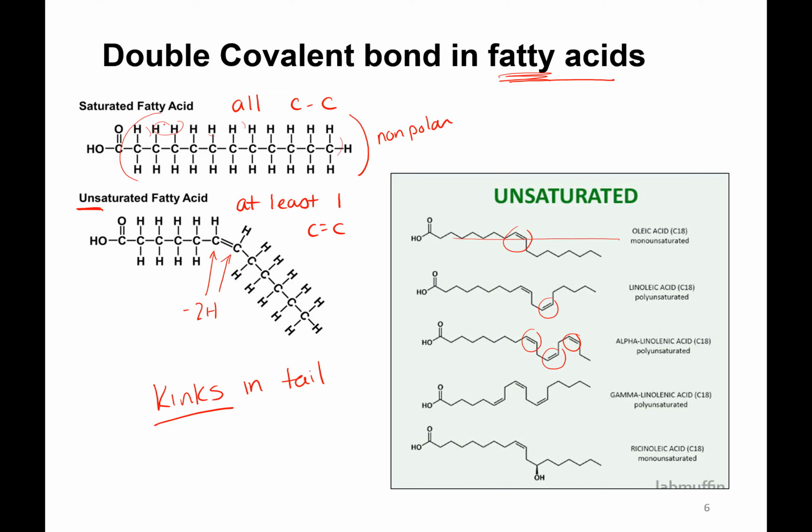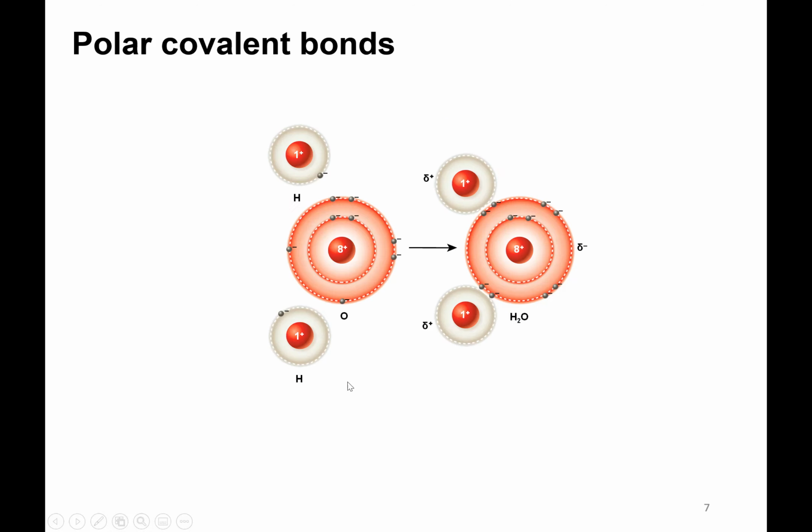So this is called a fatty acid tail. These are due to the carbon-carbon double bonds, and this affects, again, the fluidity of membranes. So we'll come back to that. So keep these in mind. You will be drawing saturated and unsaturated phospholipids.